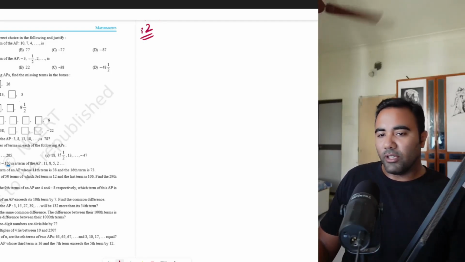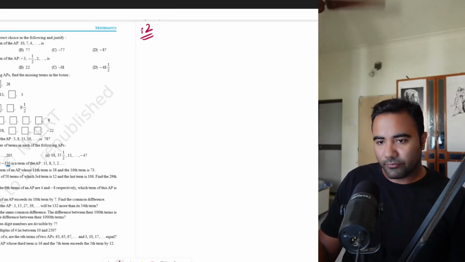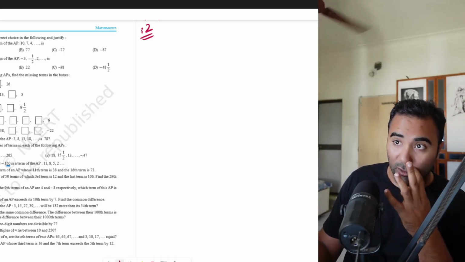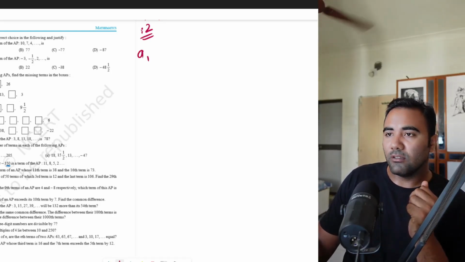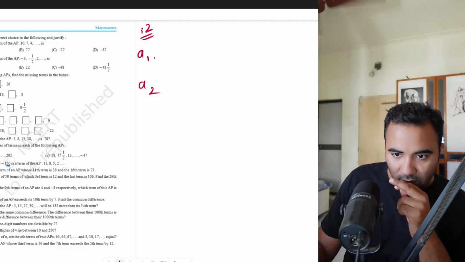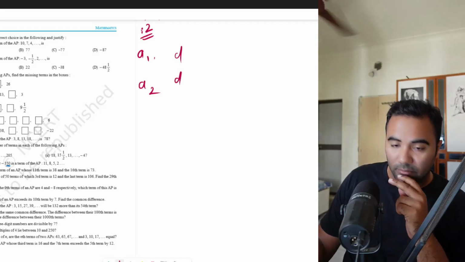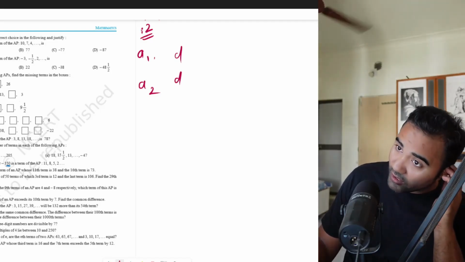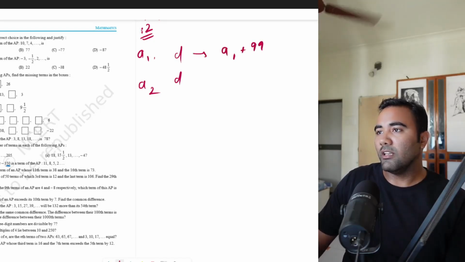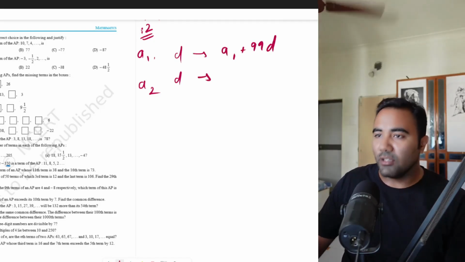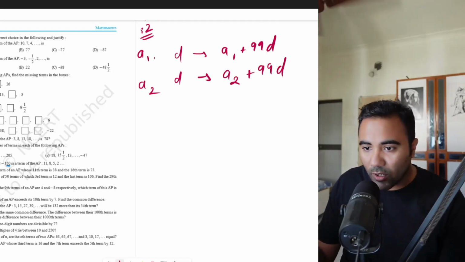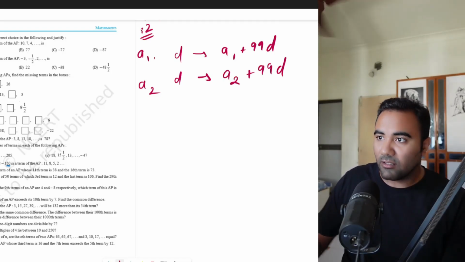Two arithmetic progressions have the same common difference. The difference between their 100th terms is 100. What is the difference between their 1000th terms? So A1 and the other AP is A2. They have the same common difference, D and D. What will be the 100th term for this one? A1 plus 99D. And for this one, A2 plus 99D.